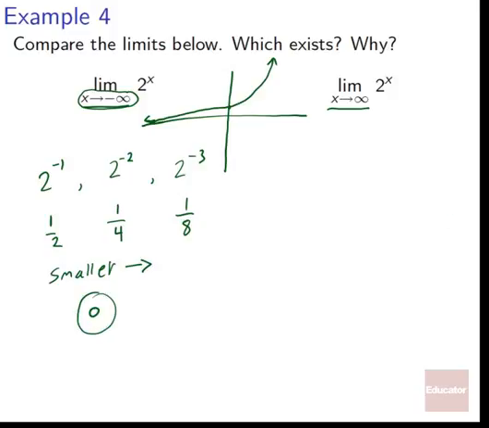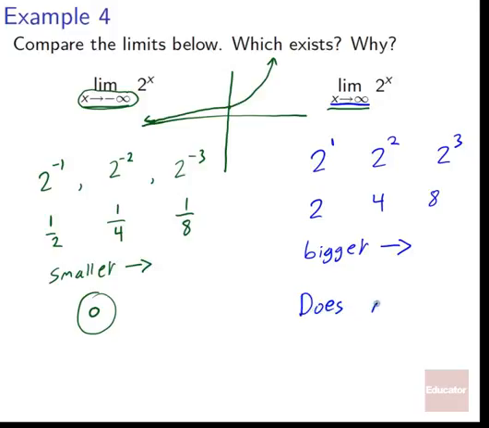However, if we look at the limit as x goes to positive infinity of 2 to the x, and look at just the first couple numbers, 2 to the 1, and then 2 squared, and then 2 to the 3, that is x equals 1, x equals 2, x equals 3, we'd wind up getting 2, and then 4, and then 8. So it's getting bigger and bigger as x gets larger and larger. As it gets closer to positive infinity, it will get larger and larger and larger. It's never going to stabilize to a single value, never going to go to some specific value L, so that means the limit does not exist because it will just blow up forever and ever.